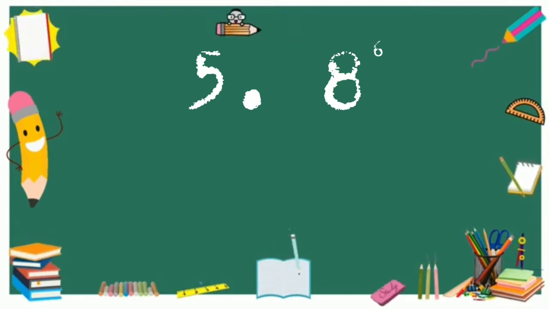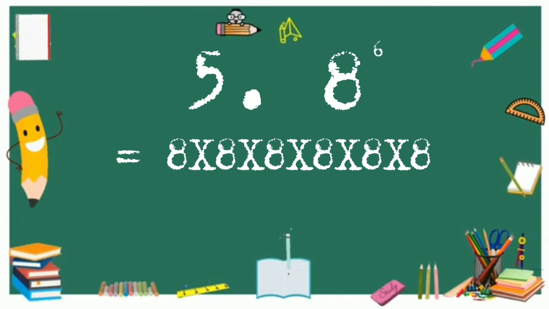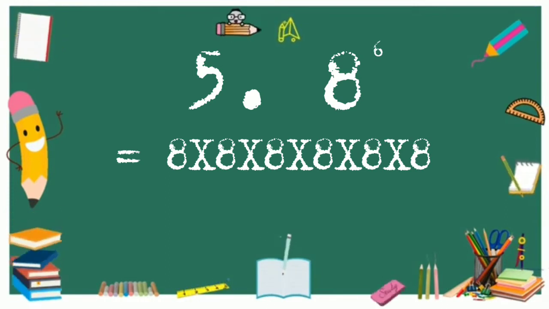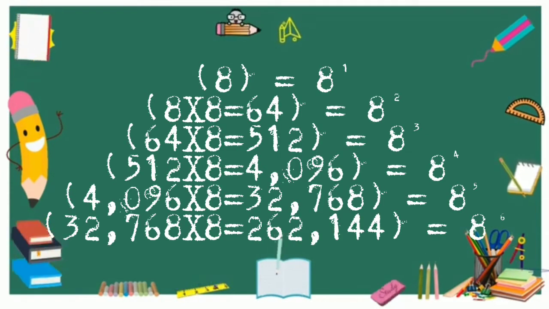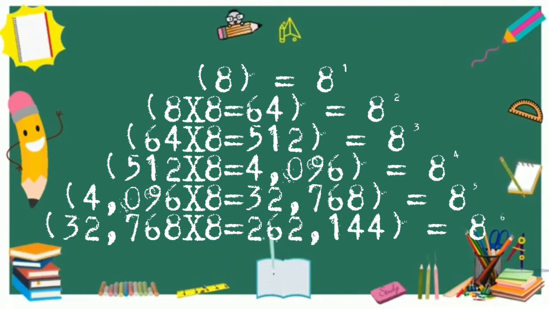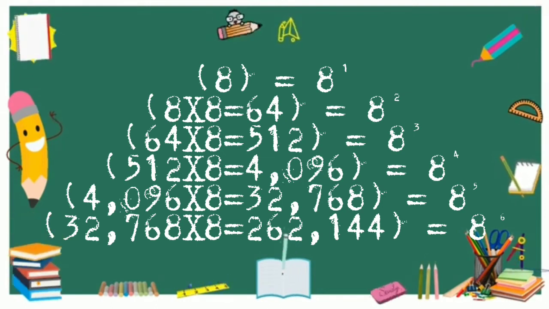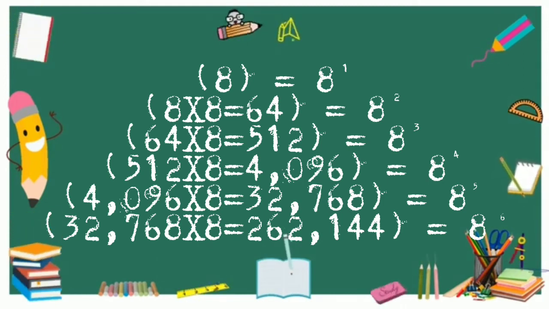And number 5, 8 raised to the power of 6, where we say 8 times 8 times 8 times 8 times 8 times 8. First is 8, and it is equivalent to 8 raised to the power of 1. Second is 8 times 8 equals 64, and 64 is equivalent to 8 squared, or 8 raised to the power of 2.